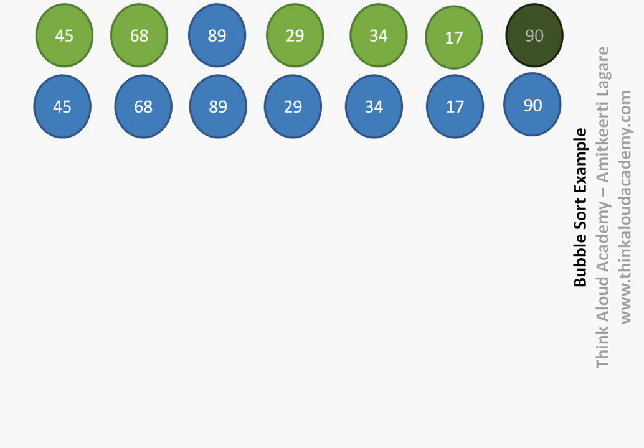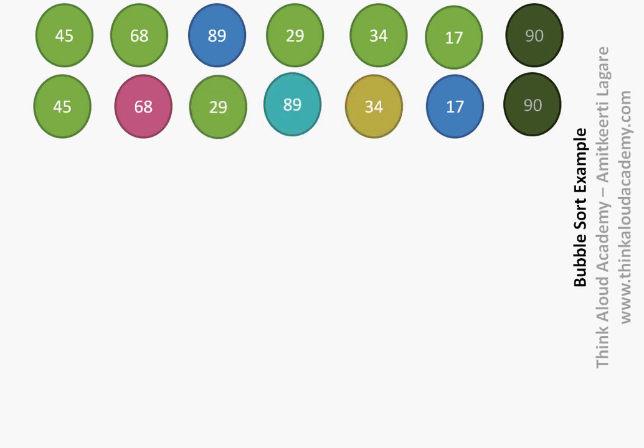Then during the second iteration, we again start with the same set of numbers, with 90 which has already been sorted. Then we check 45 and 68 again. Since 68 is bigger, it stays where it is. Then 68 and 89 are checked. Since 89 is bigger, it stays as it is. Then 89 and 29 are checked. Since 89 is bigger than 29, 89 moves to the right and 29 moves to the left.